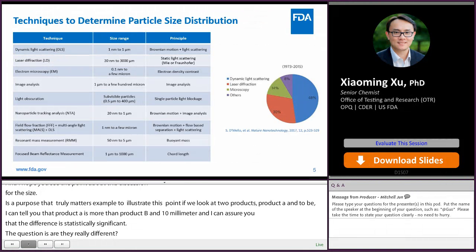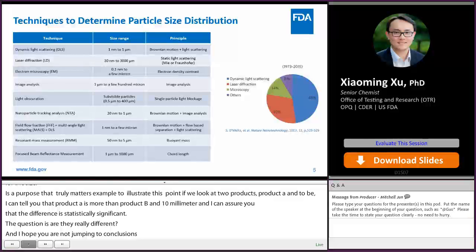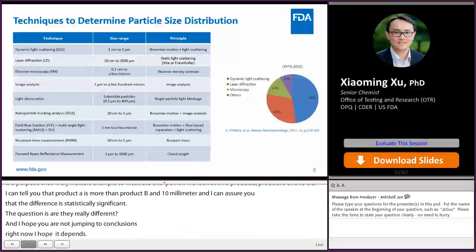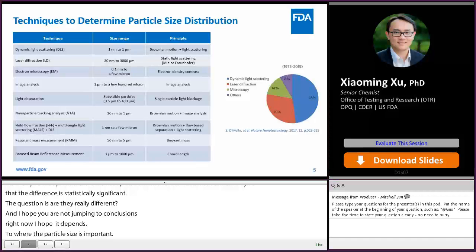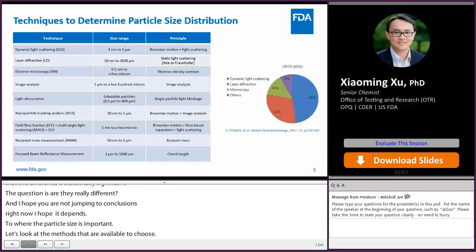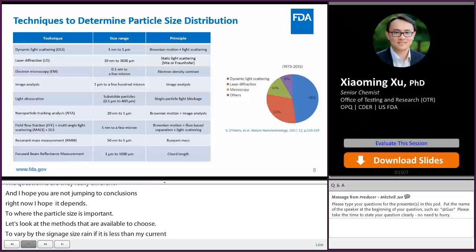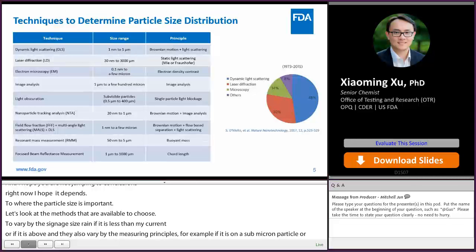Now, let's look at the methods that are available for you to choose. There are indeed many. They vary by the size range that they cover, for example, if it is less than 1 micron or if it is above. They also vary by the measurement principles, for example, if it is based on Brownian motion of submicron particles, or based on the scattering pattern of the particles. Because of these differences, each method has its own unique strengths and weaknesses, especially when the method is applied to the measurement of a particular particle system.